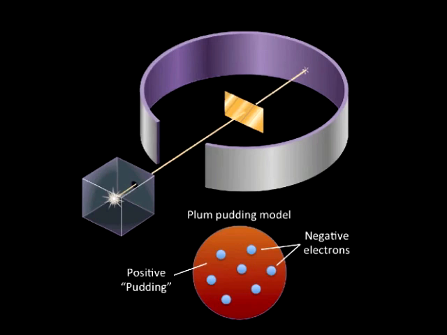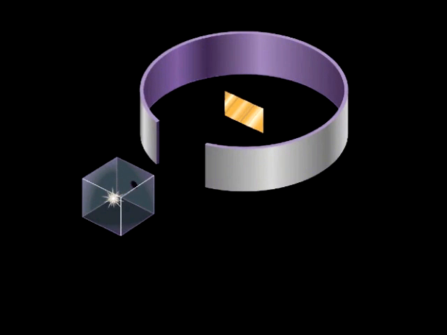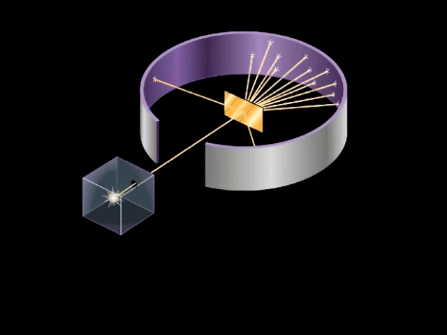However, something slightly different was observed. Using the zinc sulfide screen, which flashed briefly when struck by an alpha particle, Rutherford and coworkers were able to determine that not all of the alpha particles passed straight through the foil. Instead, some were deflected at large angles, even backward. Rutherford himself said, "It was almost as incredible as if you had fired a 15-inch shell at a piece of tissue and it came back and hit you."